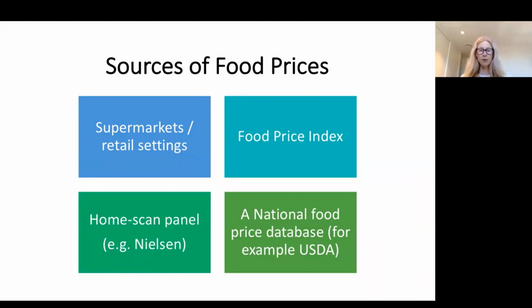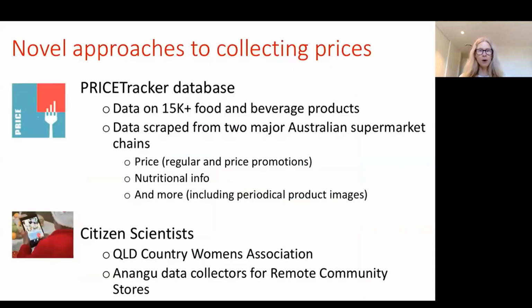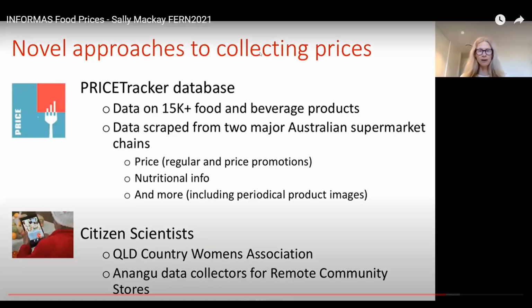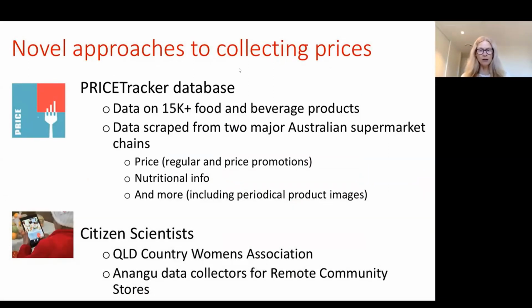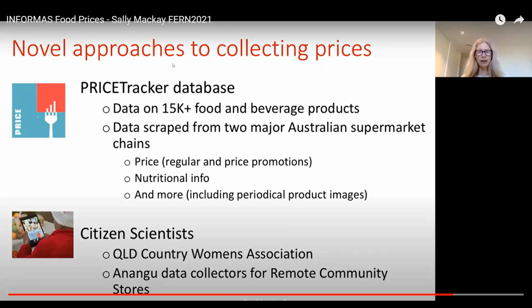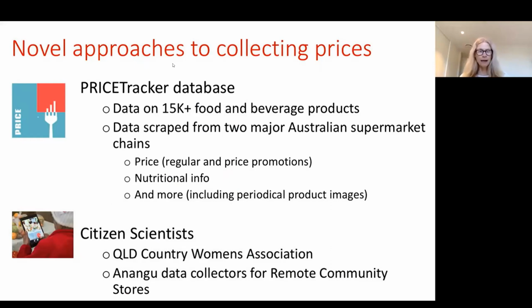A home scan panel can be used, which provides sales data, but often you've got to pay for that. And some countries have a national food price database. There are some novel approaches to collecting prices. For example, in Australia, a price tracker database, which had data on 15,000 food and beverage products and scraped this from 2 major Australian supermarket chains. This gave price data, including promotions, nutritional information, and things like images. So very, very comprehensive.